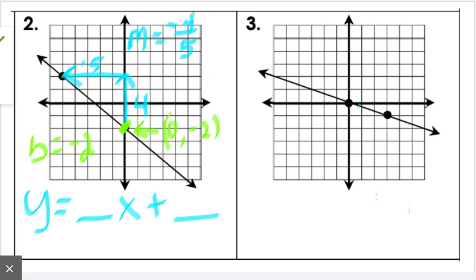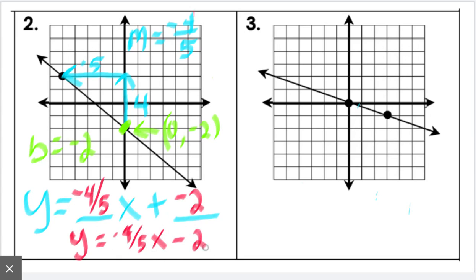So now we just plug those values into our slope-intercept formula. So our equation is going to be y equals -4/5 x plus -2. Or another way to write this is y equals -4/5 x minus 2.